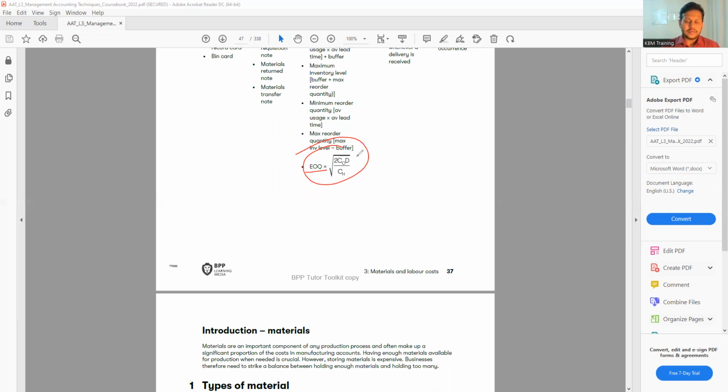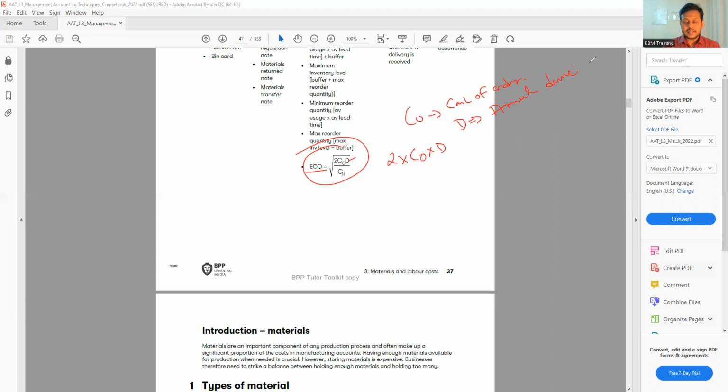Now the formula here we have to remember. On the top we have 2. 2 comes from the formula. Then we have to multiply with CO. CO represents cost of ordering, or ordering cost. Then we have a D. D represents demand. D represents annual demand.